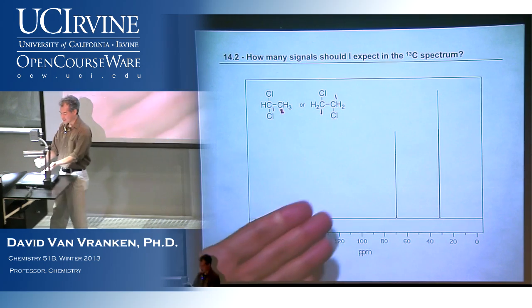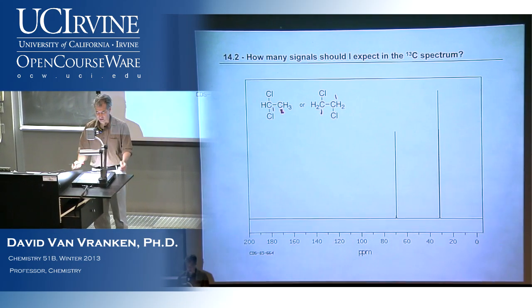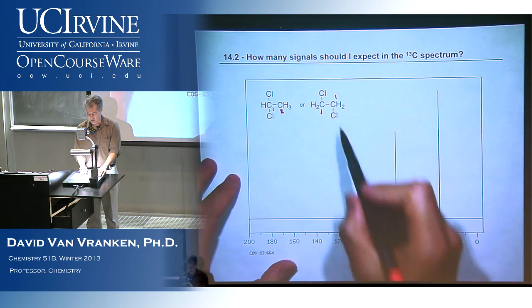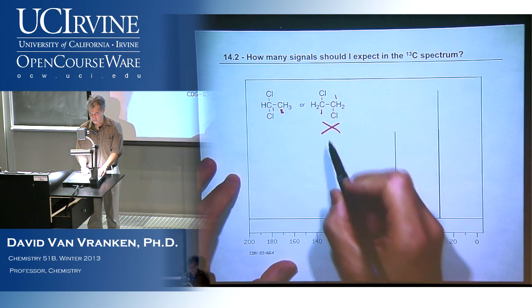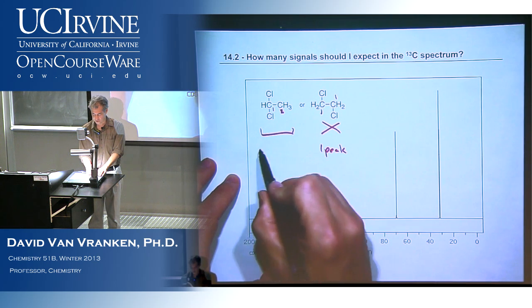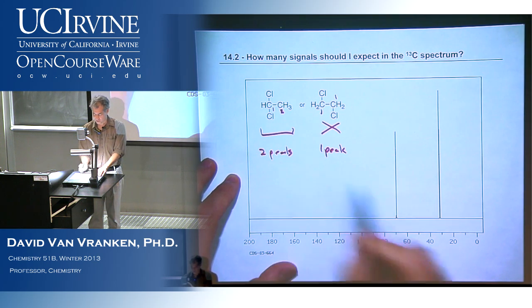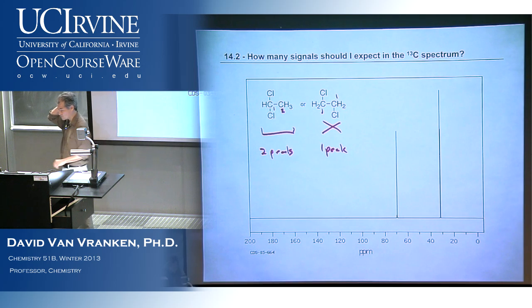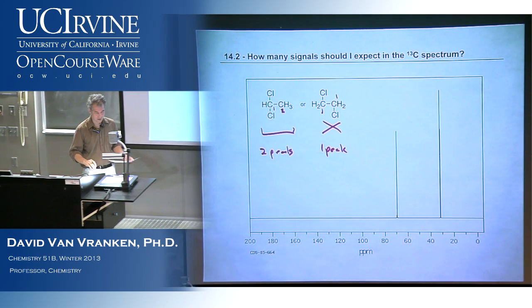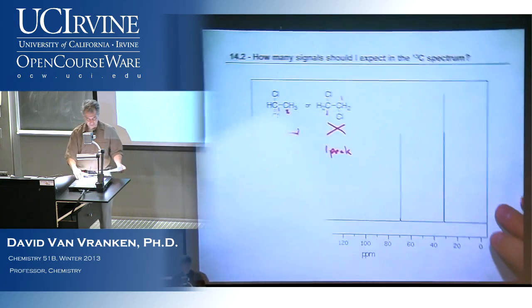And the very fact that I see 2 peaks here in my carbon NMR spectrum has immediately resolved this issue. I immediately know it cannot be this, because that should give 1 peak. Whereas that should give 2 peaks. And I don't need to know anything about the frequency of absorption for that. It's very easy to resolve that only one of those can possibly match.